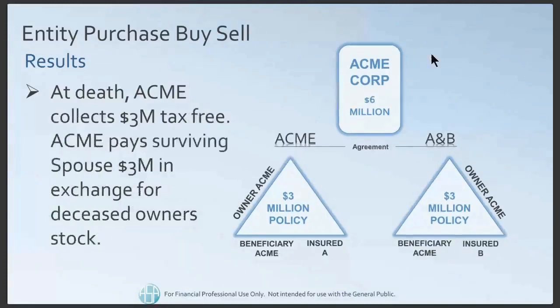So what should we have done? Well, what Acme should have done was buy a policy on A and B, which Acme did in the first place. But now Acme names Acme as the beneficiary. So now at death, Acme is going to receive $3 million tax-free. Acme is going to pay the surviving spouse $3 million in exchange for the deceased owner's stock. Everything's clean, and it is a tax-free exchange of money for stock.